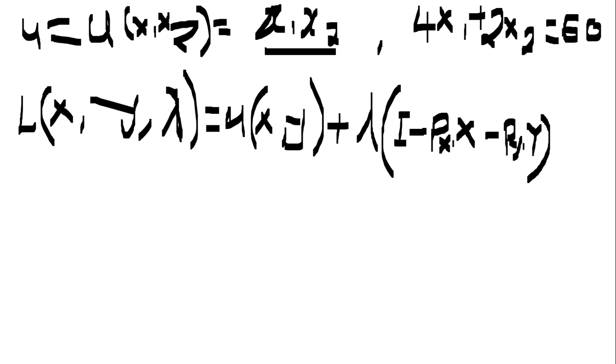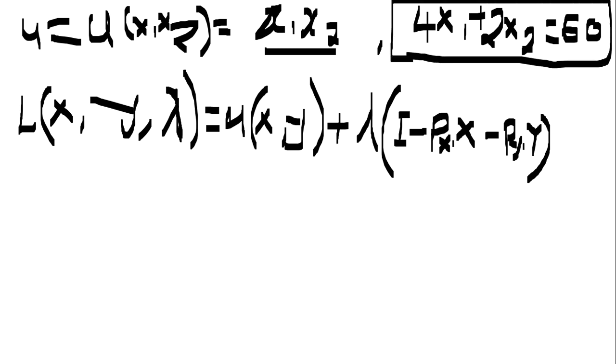So we want to know the maximum units of good x1 and x2 that we can buy, given that this is our budget constraint. Yes. So from this budget constraint, we know that this 4 is the price of good x1. And then this 2 is the price of good x2, and the total level of income is 60.